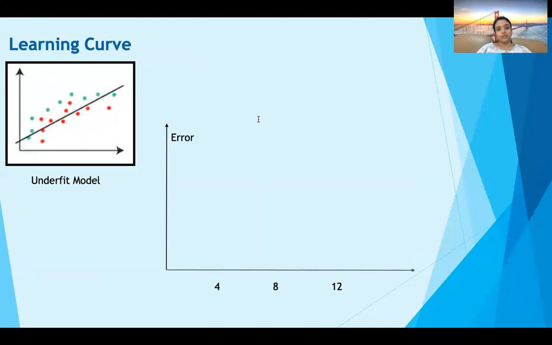Now we will learn how to distinguish the models with the help of the learning curve. We will learn what the learning curve is. Let's start with this underfit model. Here we will train the model with a few points, and then we will increase the number of points gradually. At first we will train the model with 4 points.